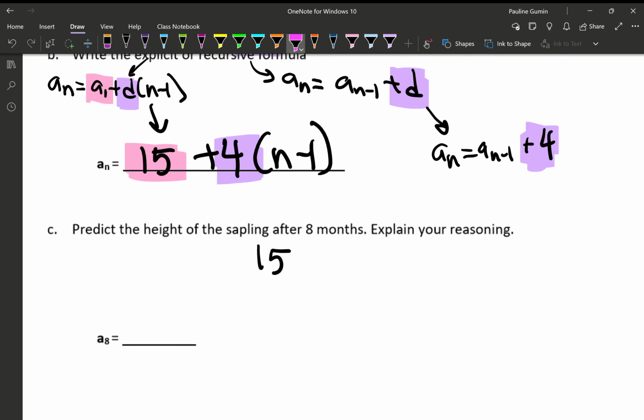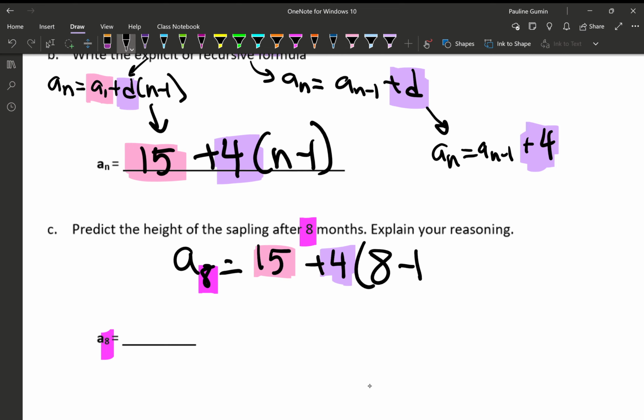So our n is 8. So A8 equals 15, which is our first term, plus 4, that's our common difference, times 8 minus 1. All right, plug that into your calculator. You should get 43 centimeters.